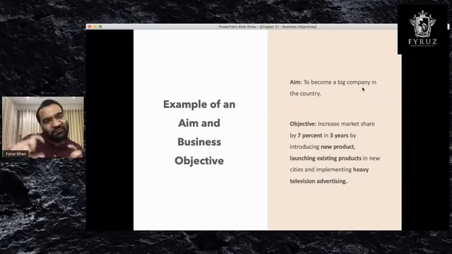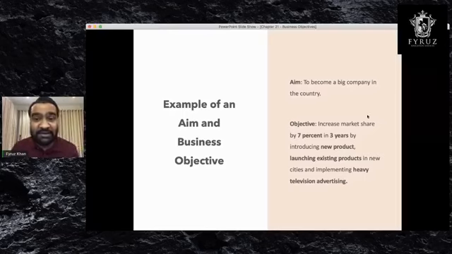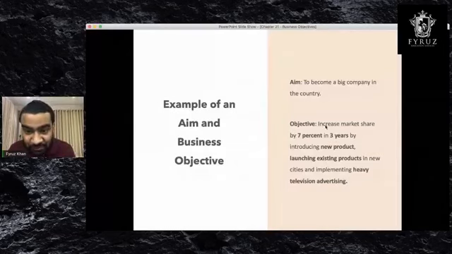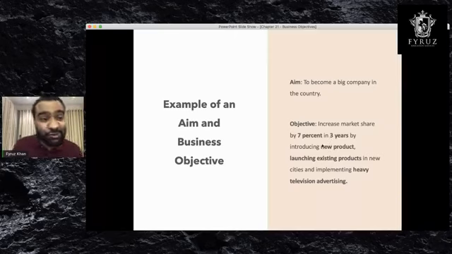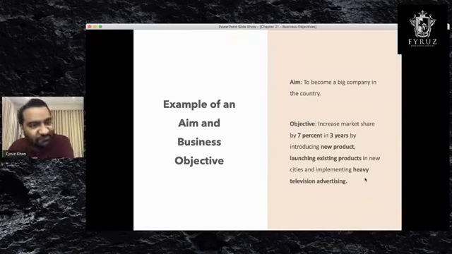So aims are very long term goals. Aims are vague, aims are broader. Whereas in an objective, let's say for 1 year, we will increase our market share by 7% in 3 years, by introducing new products, launching existing products in new cities, and implementing heavy television advertising.